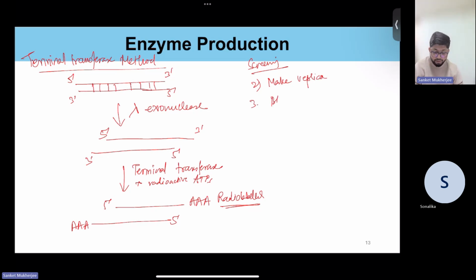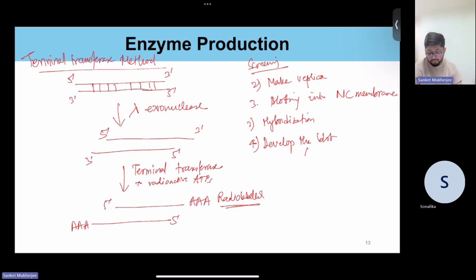Then we go for blotting onto a nitrocellulose membrane. Then we go for hybridization, where these probes will bind to your DNA of interest. And then we develop the blot. So if we are using radiolabeled blots, then we will perform autoradiography. Autoradiogram is an instrument which will actually tell you.